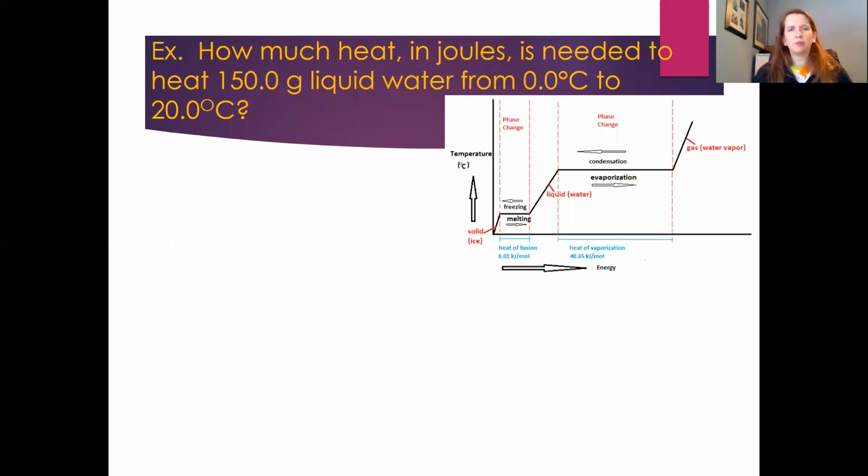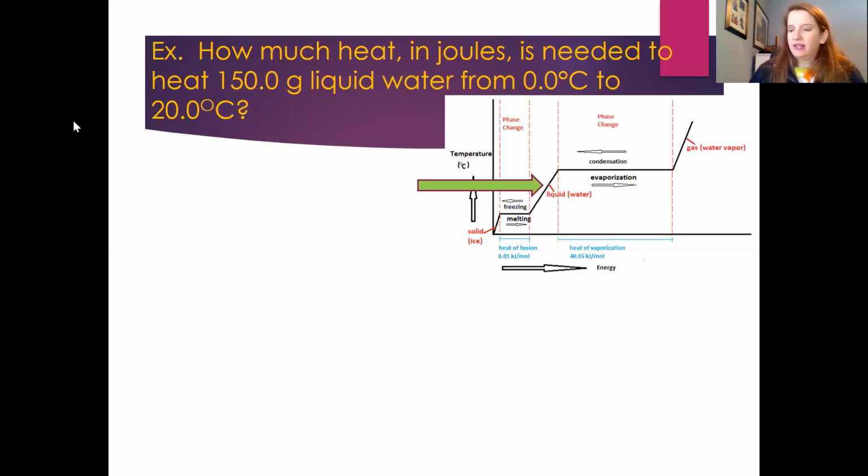So we're going to look at some different problems with our phase change diagram. So first one here on your paper, it says how much heat in joules is needed to heat 150 grams of liquid water from 0 degrees to 20 degrees. When you're doing these kinds of questions, I really do recommend looking at your phase change diagram and then just making a little arrow next to wherever it's talking about. So in this question, it's talking about right here in the liquid state of matter.